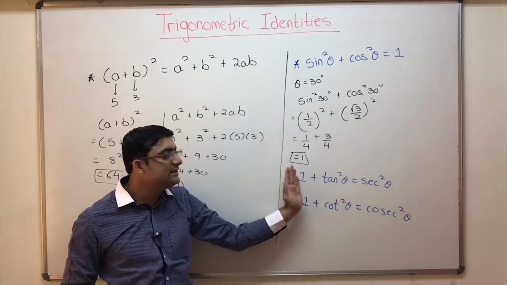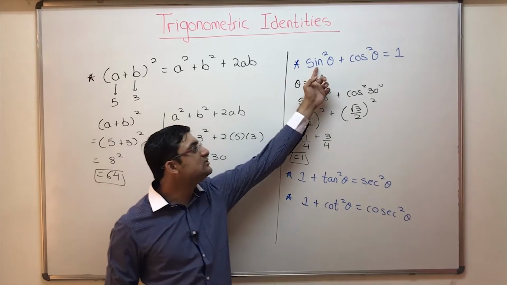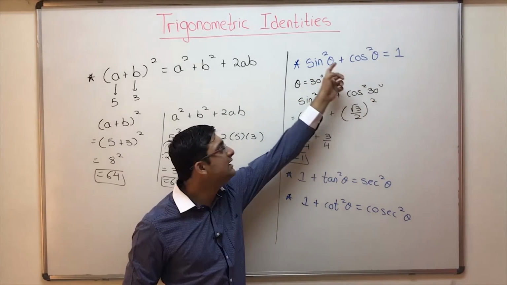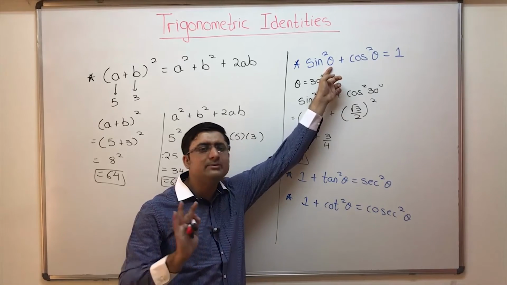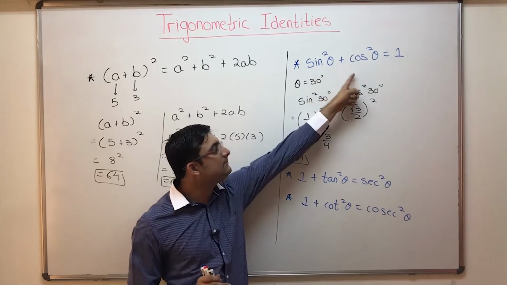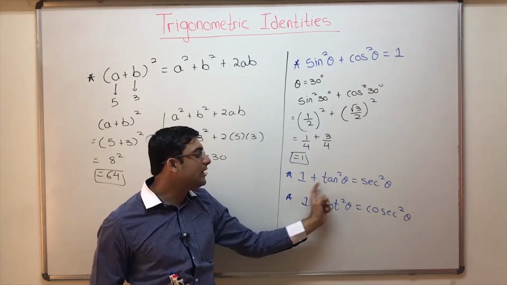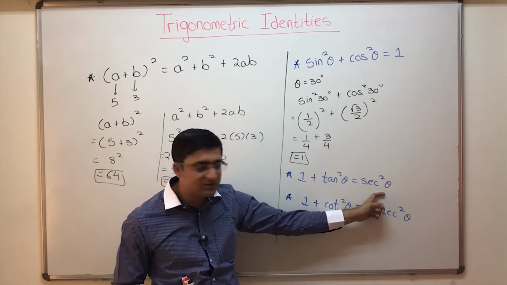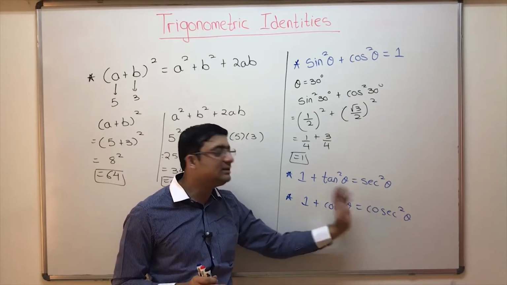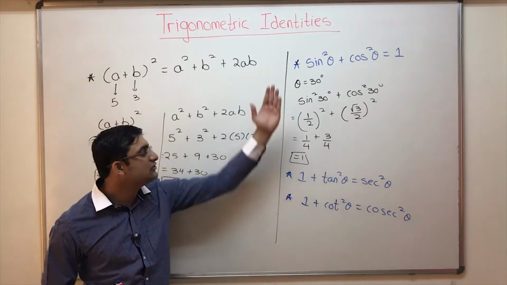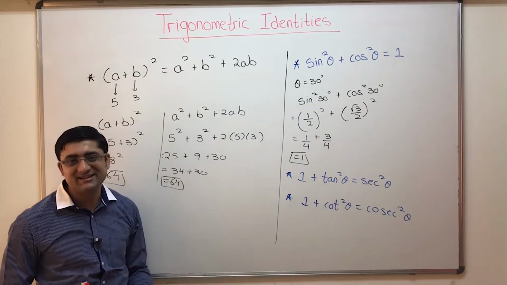So please remember these three trigonometric identities. Sine square theta plus cos square theta is equal to 1. Here theta is basically a variable which represents an angle. So sine square theta plus cos square theta is equal to 1. 1 plus tan square theta is equal to sec square theta, and 1 plus cot square theta is equal to cosec square theta. So these are the three basic trigonometric identities.